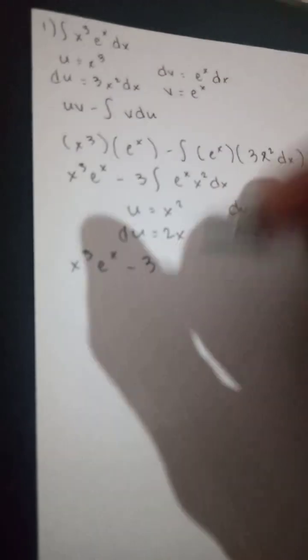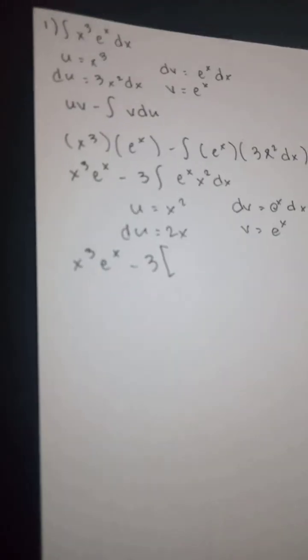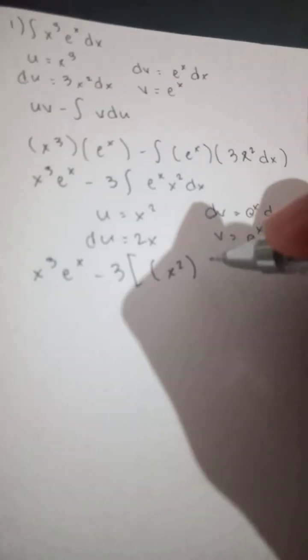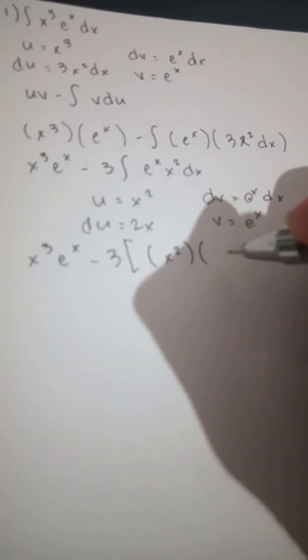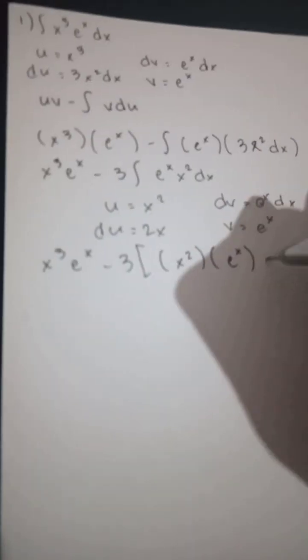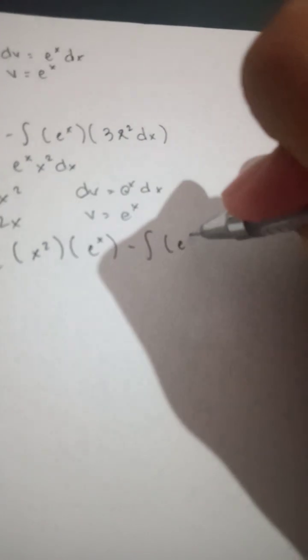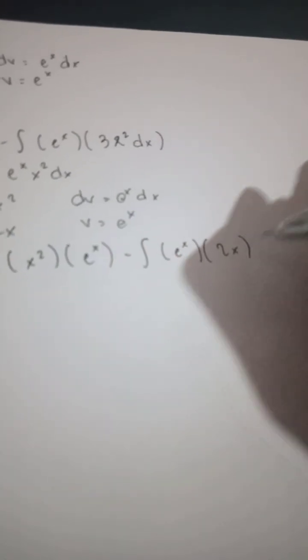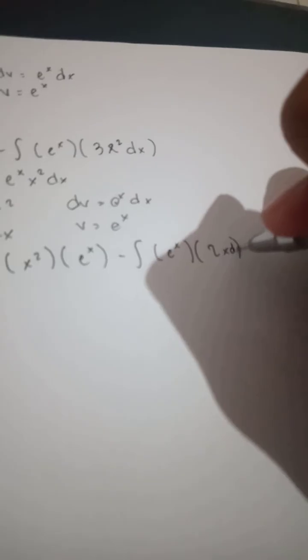Now we shall do it all over again. There's the 3, now this one's going to be that, then uv minus the integral of v du again. So x squared e to the power of x minus the integral of v du, which is e^x times 2x dx.